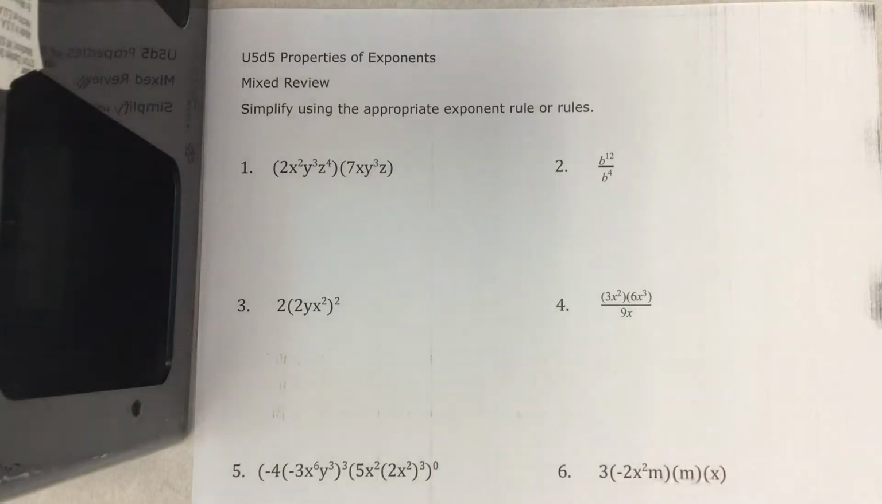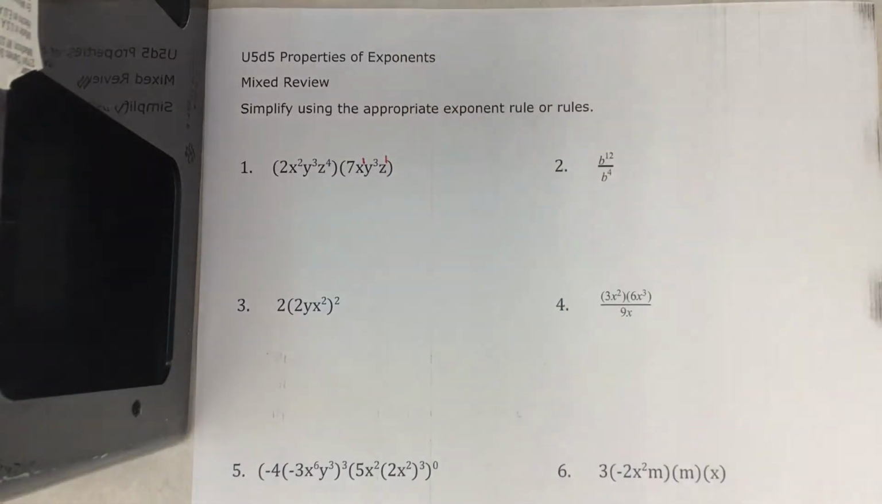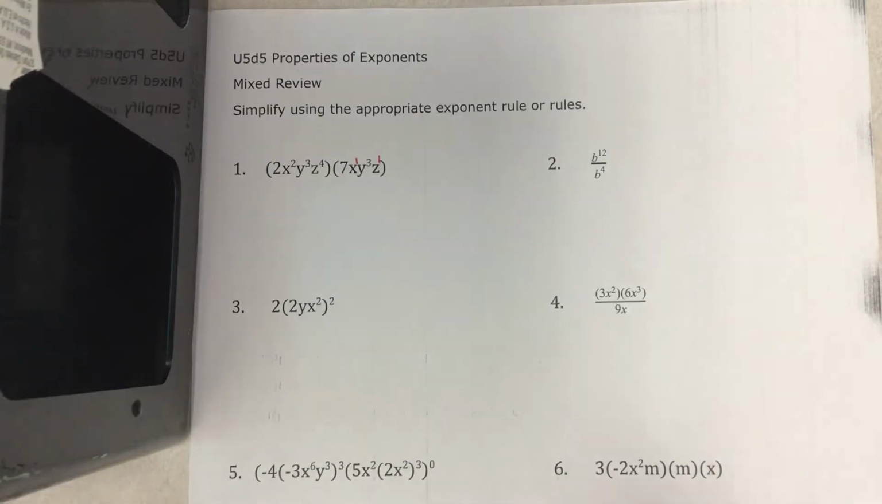So first, number 1, I have the expression 2x squared y to the third power z to the fourth times 7x y to the third z, okay? So if you're in my class, remember what I told y'all? If you see any type of variable without an exponent, I want you to go ahead and put in a small 1. So I have to put a 1 by the x and the z, okay? So now, looking at this, there's only one rule I can use, and that is the product rule, okay? So let's do that. So the product rule, right? I'm multiplying these two things in parentheses.